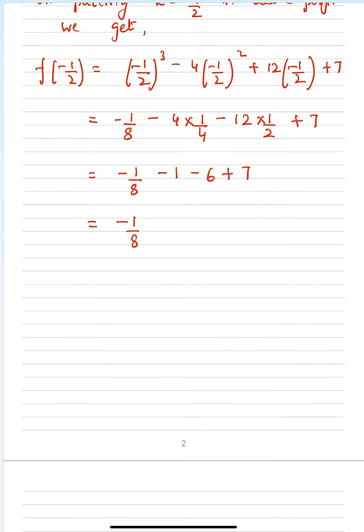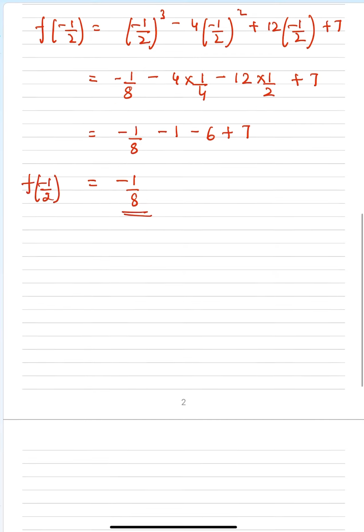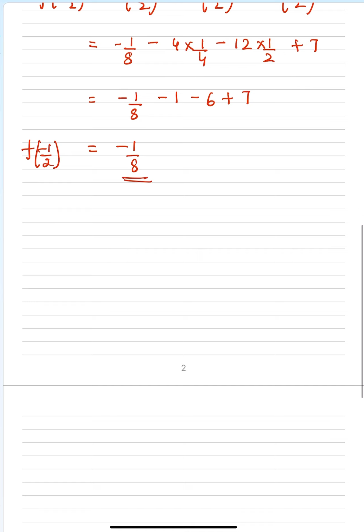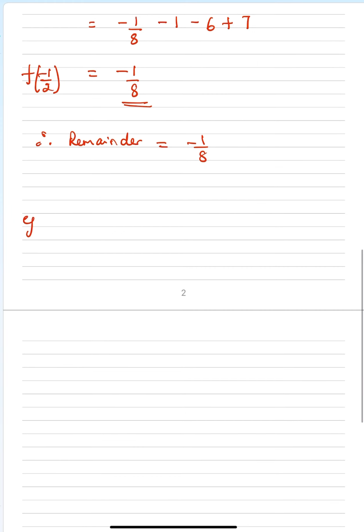So I can say my p of alpha's value is what? Minus 1 upon 8. Here f of minus 1 upon 2 is nothing but minus 1 upon 8, and this is called the remainder. Remainder was p of alpha. Yes, therefore the remainder is equal to minus 1 upon 8. Got it? Let us take another example.